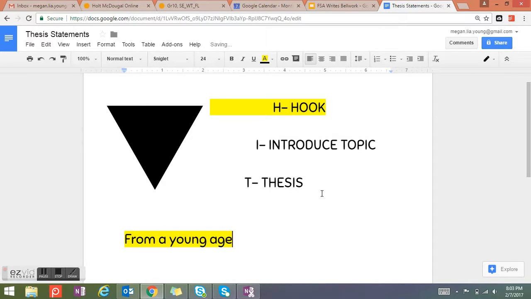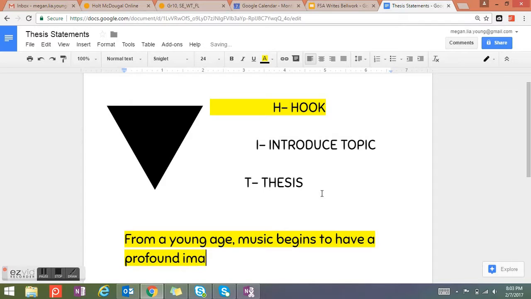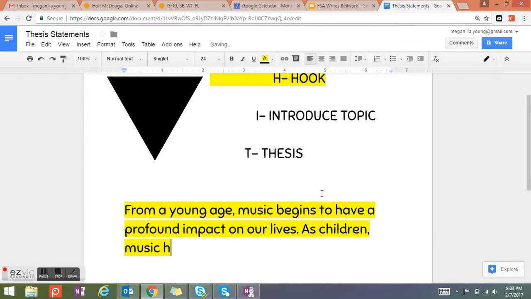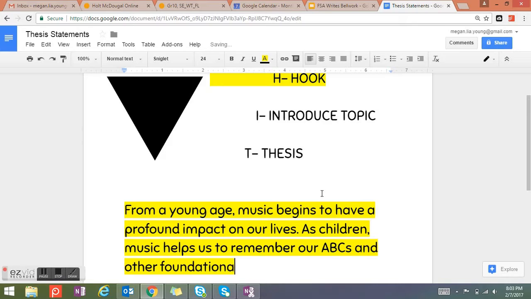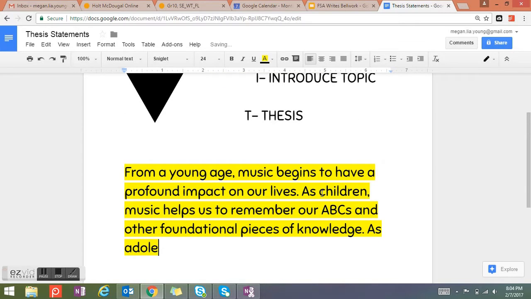So I'm going to say, from a young age, music begins to have a profound impact on our lives. So now I'm going to go on and kind of describe how I feel like it has a profound impact. So as children, think about it. Music helps us remember our ABCs and other foundational skills, right? So ABCs put to a song. I learned the continents to a song, the states in alphabetical order. I learned all this to a song. So I'm just kind of talking about music in general.